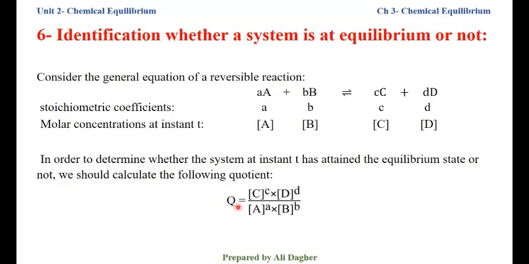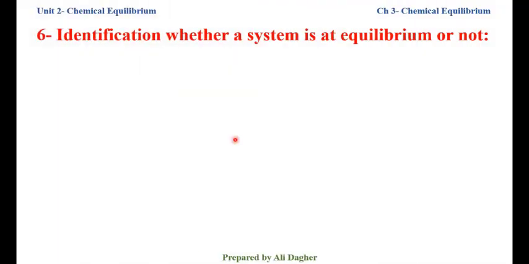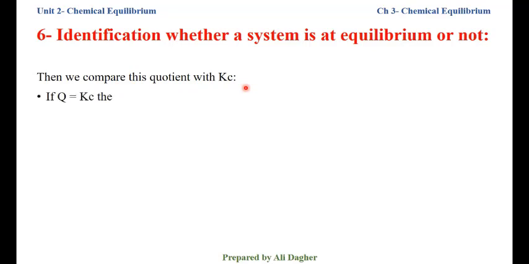The expression of Q is the same as the expression of Kc, but the difference between Q and Kc is that in the case of Kc, the concentrations are at equilibrium, while for Q, the concentrations are before the equilibrium. Then, after calculating the value of Q, we compare this quotient with Kc. Kc should be given. We have two cases.